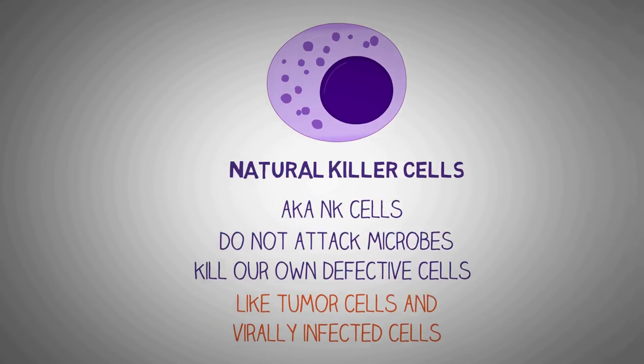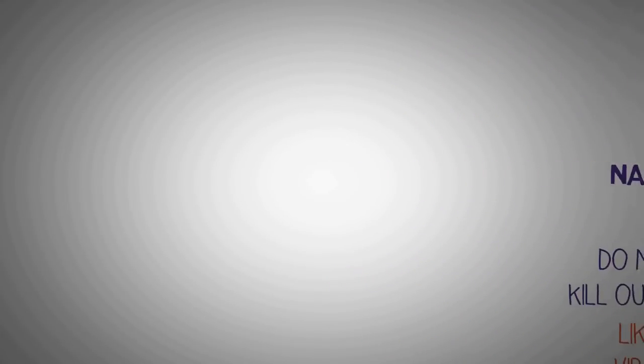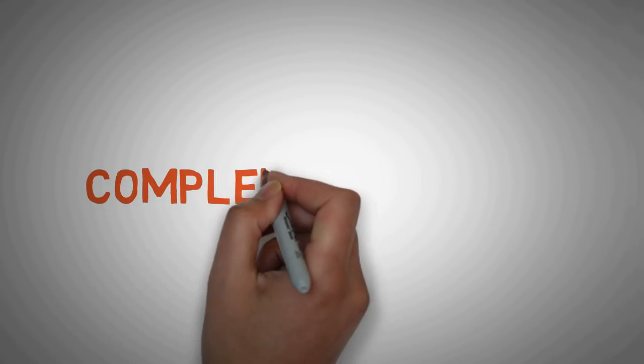So these were various types of cells that are present in our innate immune system. Apart from the physical and chemical barriers and various types of cells, the innate immune system also has a special type of defense mechanism known as the complement system.